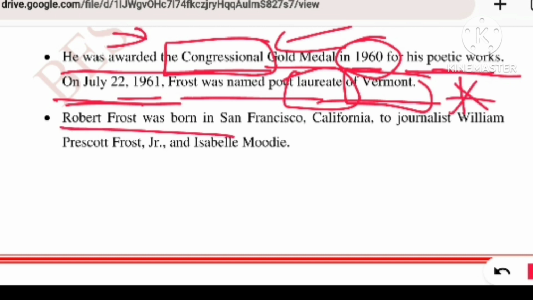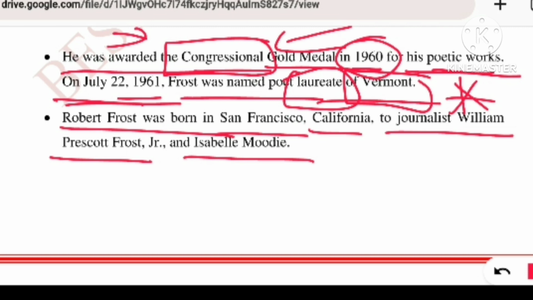Next, Robert Frost was born in San Francisco, California, to journalist William Prescott Frost Jr. and Isabel Moody.